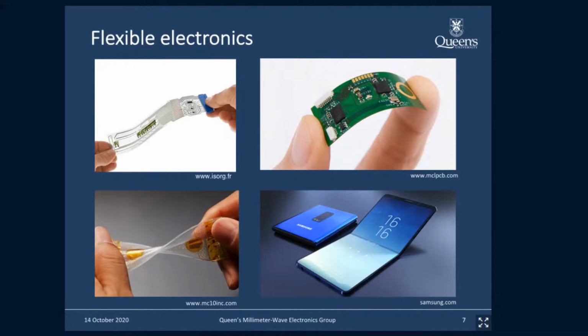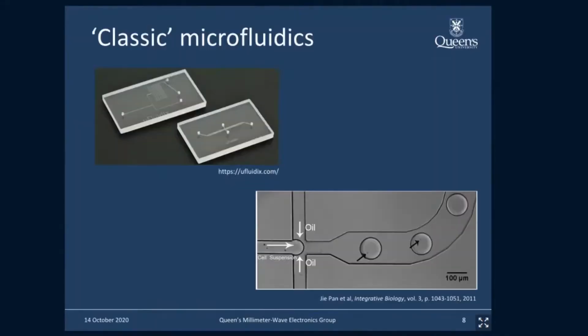What we're interested in is thinking a bit more about signal propagation in these substrates, and what the RF community realized after quite a while that microfluidics had started is that fluids actually also have properties that are useful for electronics. So let me just say a few words about classic microfluidics.